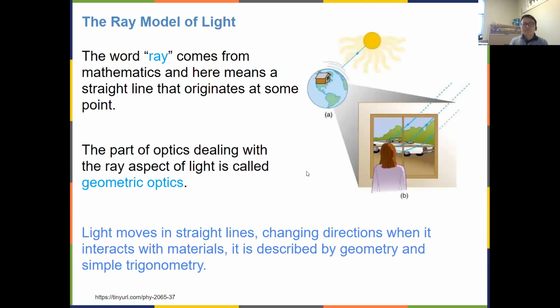All right. So light travels in the same medium in a straight line, and we use the word ray to describe that. A lot of times you'll be relying on geometry, so in this chapter we'll call this geometric optics. It changes direction when it hits another material and interacts with the material, okay, in that sense.